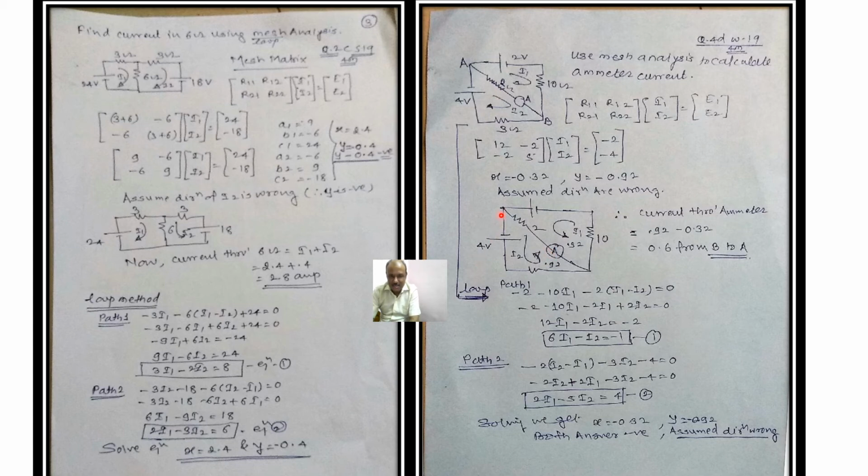Now just look at that. Initially the current was flowing like this, now it will flow like this. And here initially current flowed like this, but now with the correction the current will flow like this. So 0.92 is the current and here 0.32 current. So finally, by superimposing these two results, we get 0.6 ampere from B to A. So this is the very simple way to solve mesh analysis and loop analysis. Thank you.